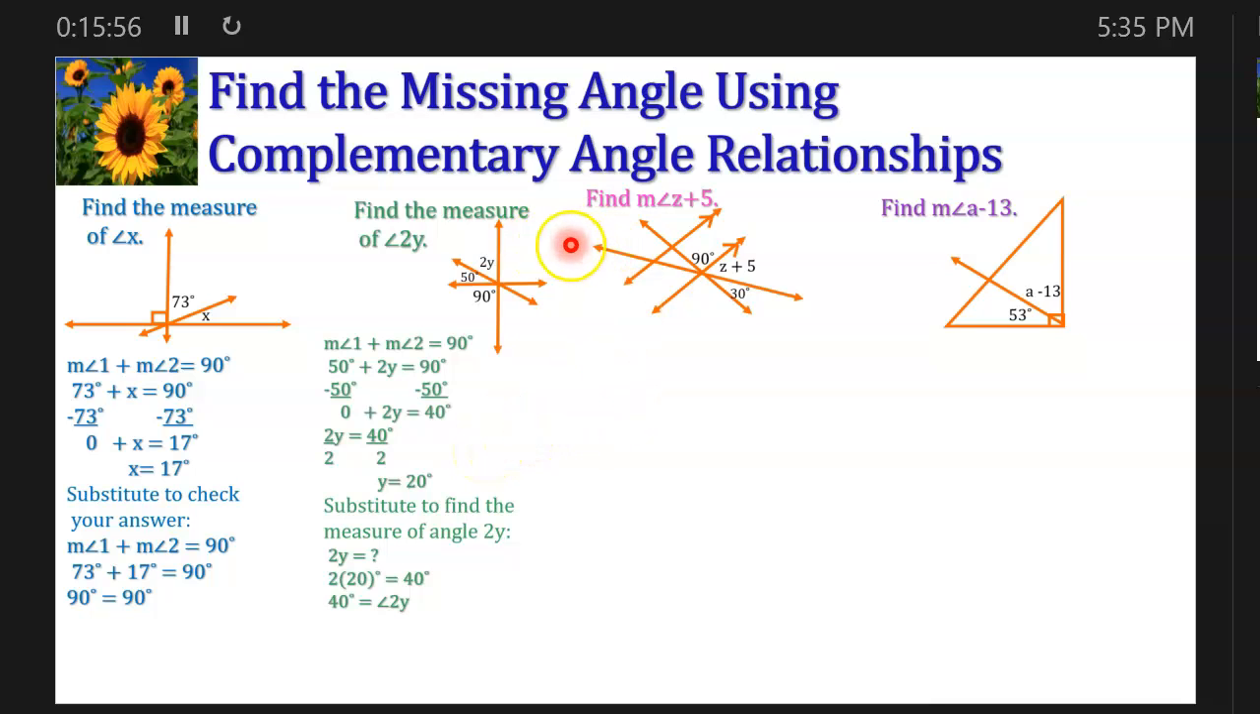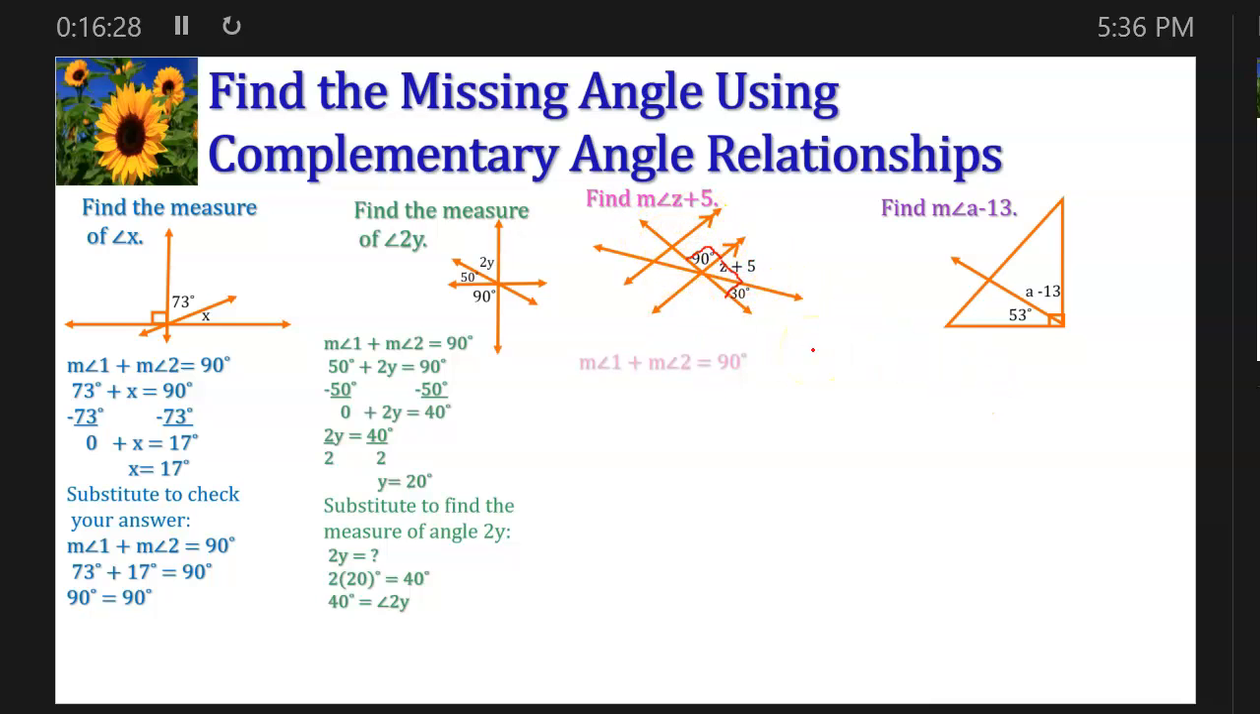Okay, this one here was a more complex version. We have 2 parallel lines. It's got a transversal going through it this way, and then it's got a transversal going through it this way. Again, we have a straight line and a 90-degree angle right here. So the other side of that here has to also be 90. This z plus 5 and this 30 have to all equal 90 because this whole line is 180.